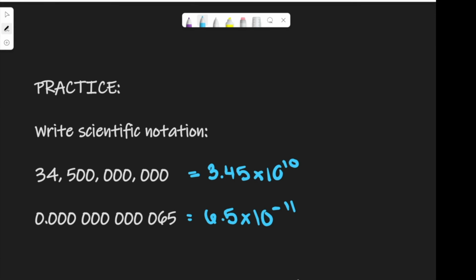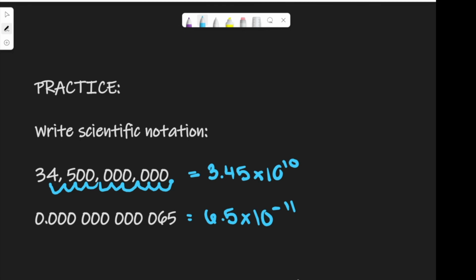All right, here are my answers. For the first one, I have 3.45 times 10 to the 10th. Notice that my original number was larger than 1, so my exponent's going to be positive, and I can count over my decimal places. So if my decimal is at the end, I'm going to count over 1, 2, 3, 4, 5, 6, 7, 8, 9, 10, and that gives me my times 10 to the 10th.